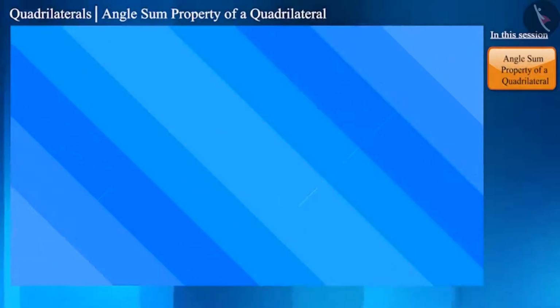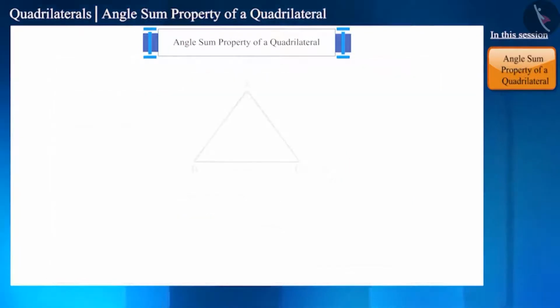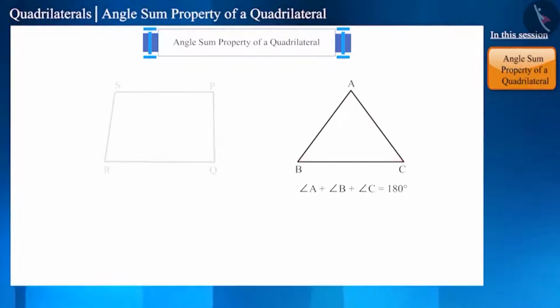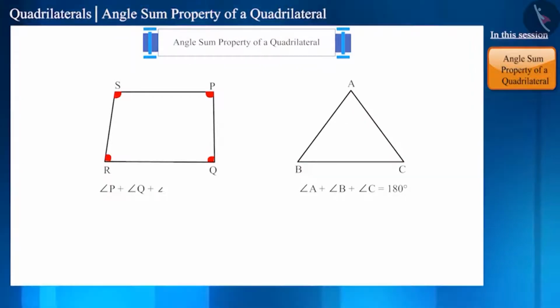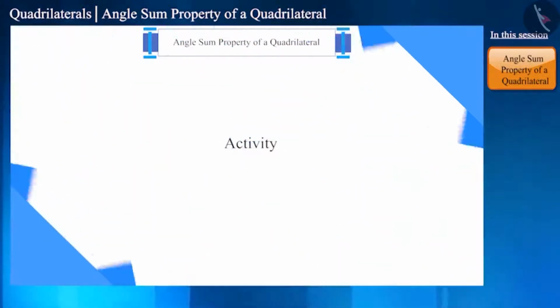So let's start. Friends, we have studied the angle sum property of a triangle. We know that a triangle has three angles and the sum of the three angles of a triangle is 180 degrees. A quadrilateral has four angles. Can you guess what will be the sum of all the angles of a quadrilateral? Let's do an activity to understand it.